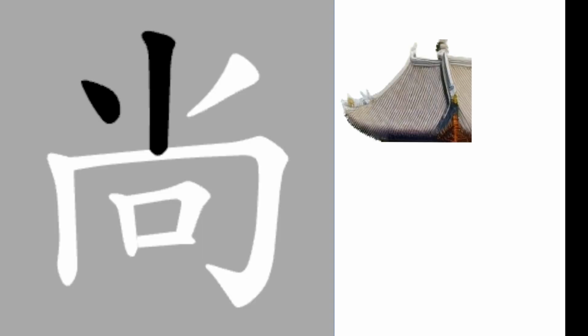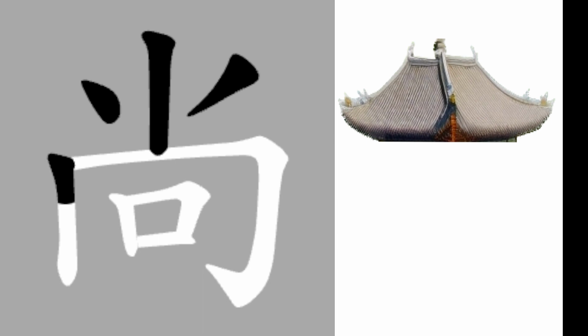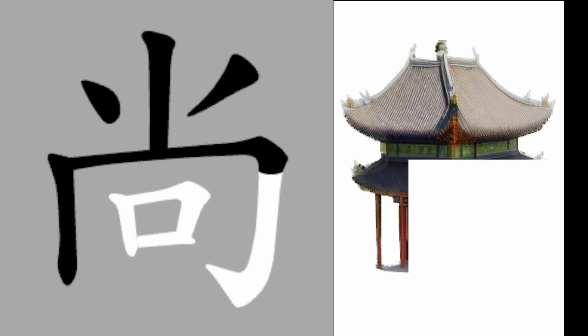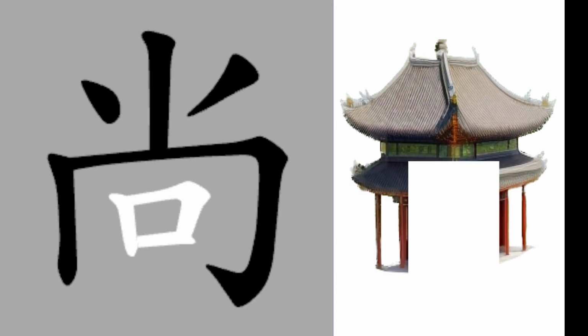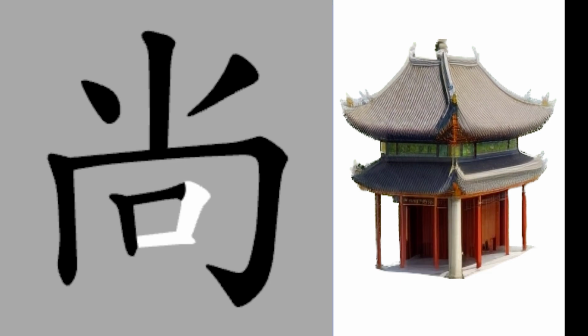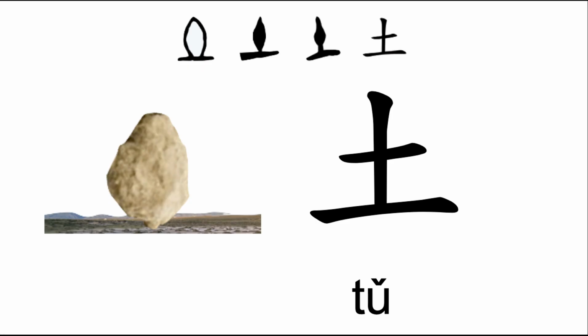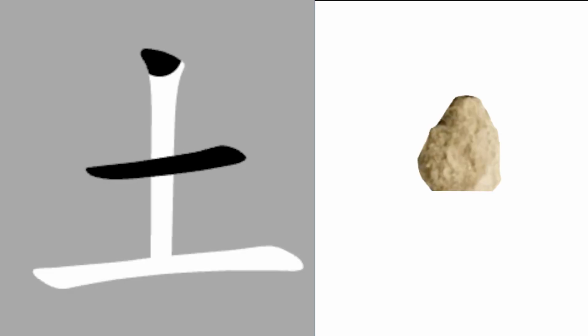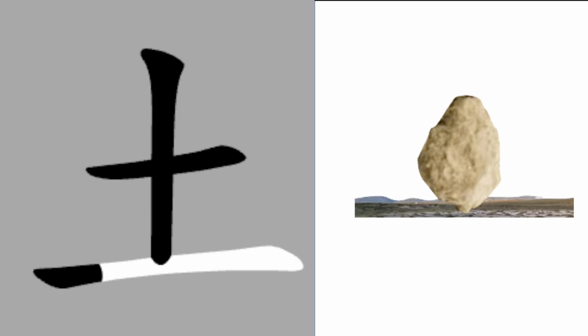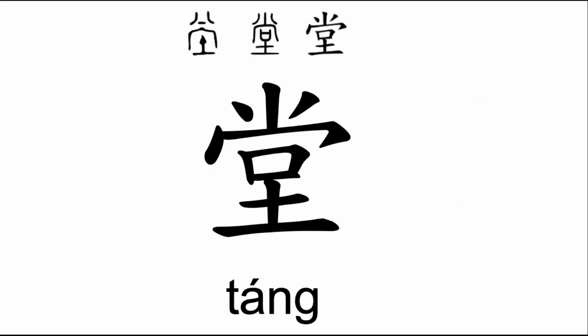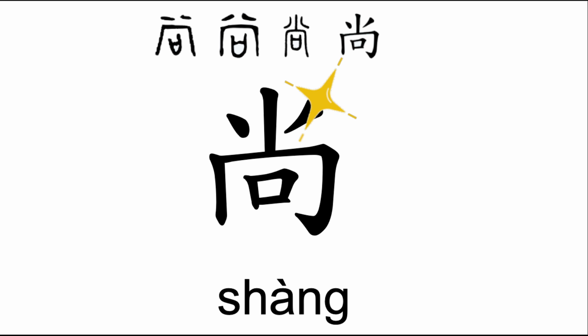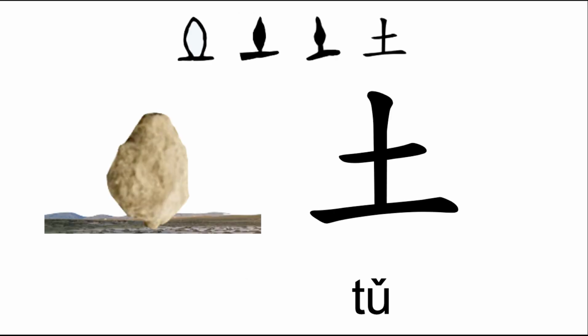The strokes of the character 土 are a combination of a block of dust and a horizontal stroke, which represent the earth. To write the character 堂, write 上 first and then 土 below it.